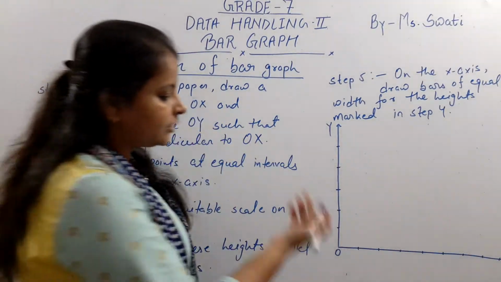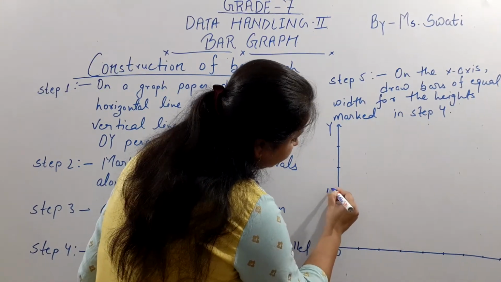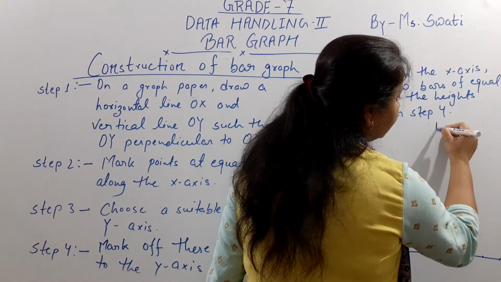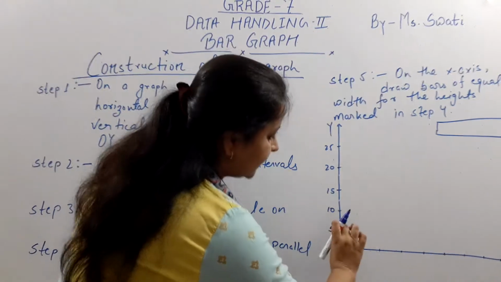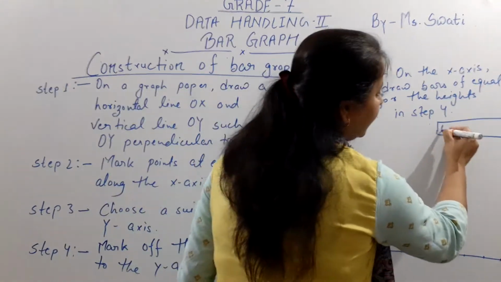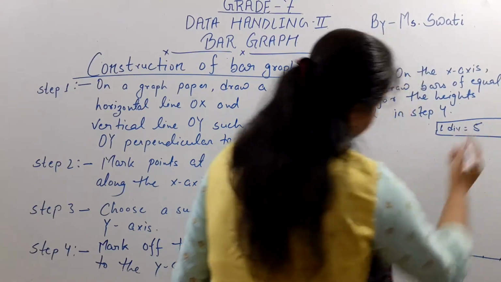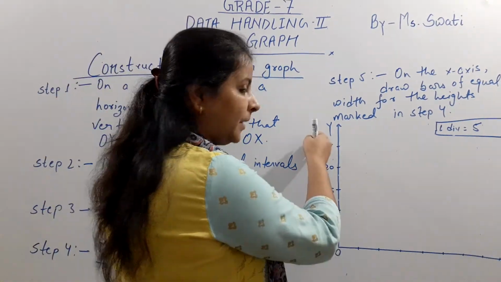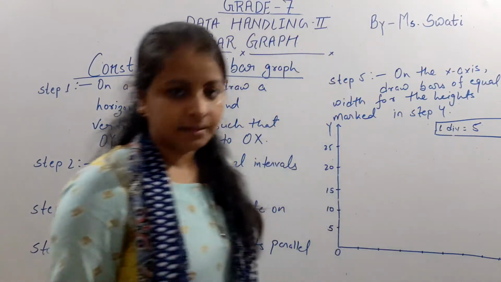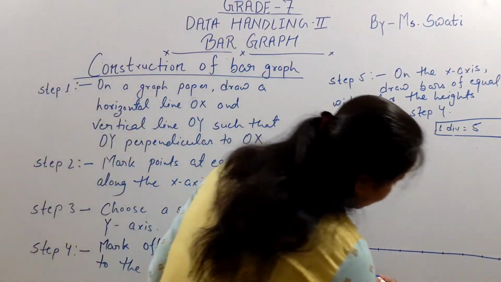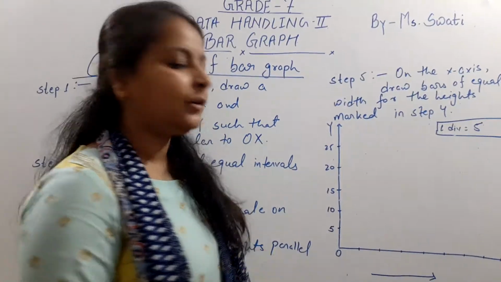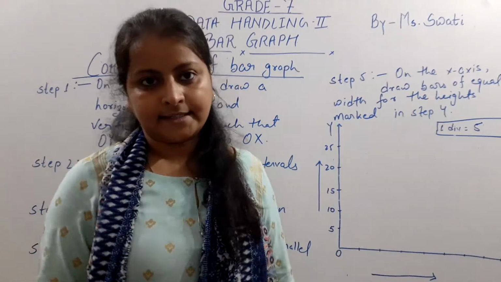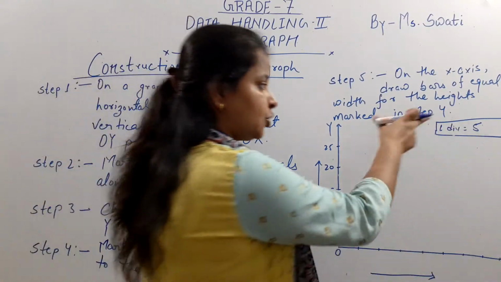Here we choose a scale of 5, 10, 15, 20, 25. Now here we have to mention the scale, that is, this is the small division. 1 division is equal to 5. If it is 5 students, then we write here 5 students. If it is in rupees, we write here 1 division is equal to 500 rupees, like that. Here you have to write what you are going to represent on the x-axis and what you are going to represent on the y-axis. Now you have to put the topic.